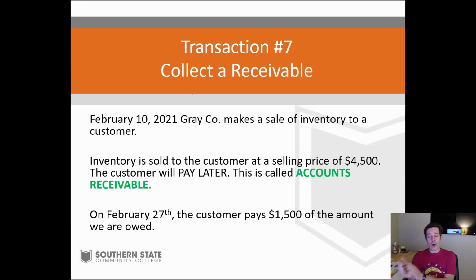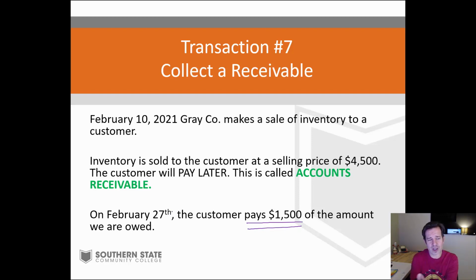Transaction number 7. You recall that we sold earlier to a customer and told them they could pay later on. That's an account receivable. When we sell to a customer and tell them, hey, it's cool, you can give us an IOU, we'll pay you later, or we'll get your money later on, that's called an account receivable. Well, now fast forward, and that customer has come along to pay part of what they owed. We sold $4,500 worth of stuff to them. They owed $4,500. Now they're coming along and paying $1,500 of what they owe on February 27th.